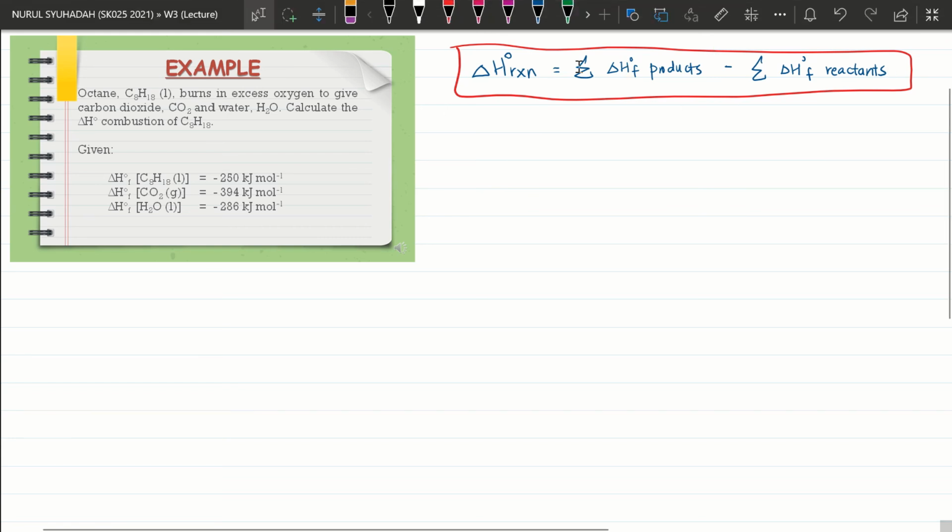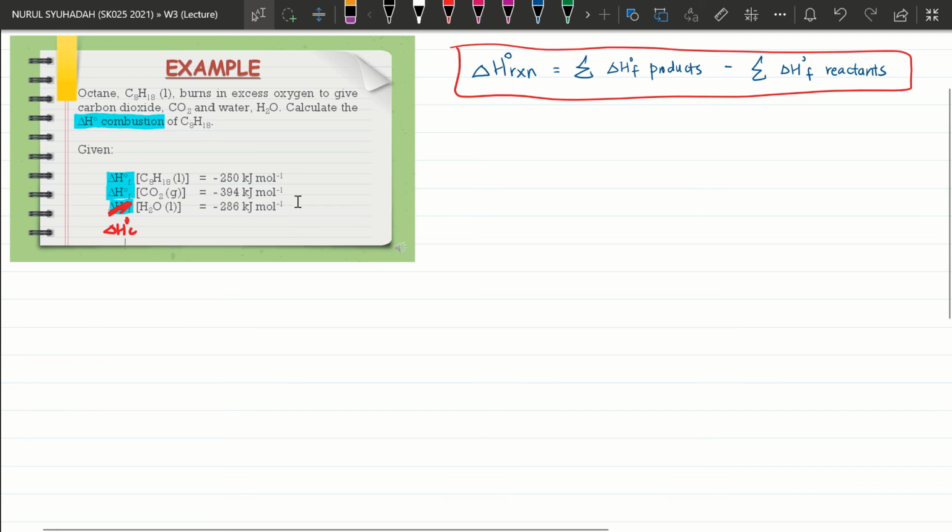To use this equation, what information must you have? First, the question must ask you to find delta H naught, meaning at standard condition. So the question asks for delta H naught combustion, and all the information given are delta H formation. So if let's say there is one piece of information over here instead of delta H formation, the question gives delta H naught combustion of H2O is negative 286 kilojoule per mole.